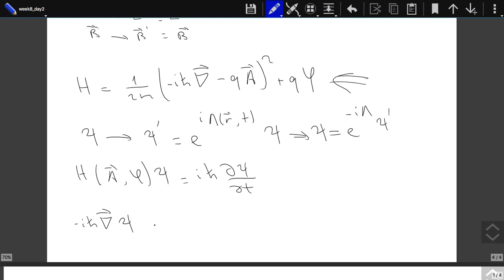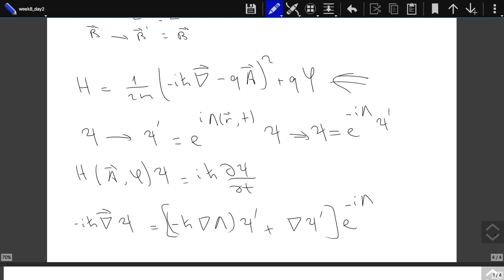Now the gradient will act also on lambda. This is minus h bar, the gradient of lambda, psi prime, plus e to the power minus I lambda times gradient of psi prime, everything multiplied by e to the power minus I lambda.